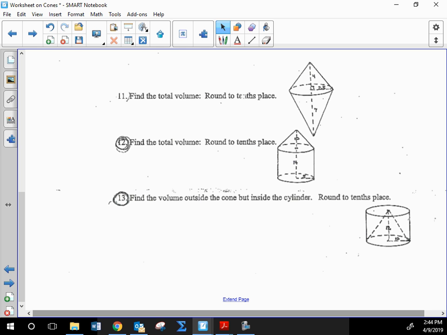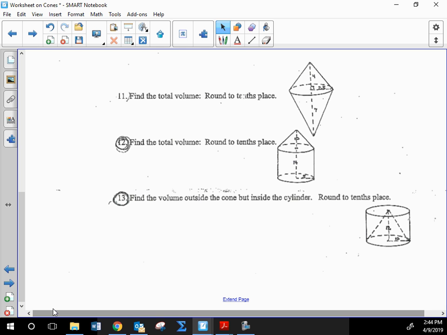Great job, Kennedy. Alright, so we've got this cylinder. We have this cone inside. And we are trying to find the volume outside the cone and inside the cylinder. So we're going to find the volume of the cylinder, find the volume of the cone. And what do we do? Subtract. What are we subtracting from what? Subtract the cone from the cylinder. Good. Subtract the cone away from the cylinder, or in other words, cylinder minus cone.